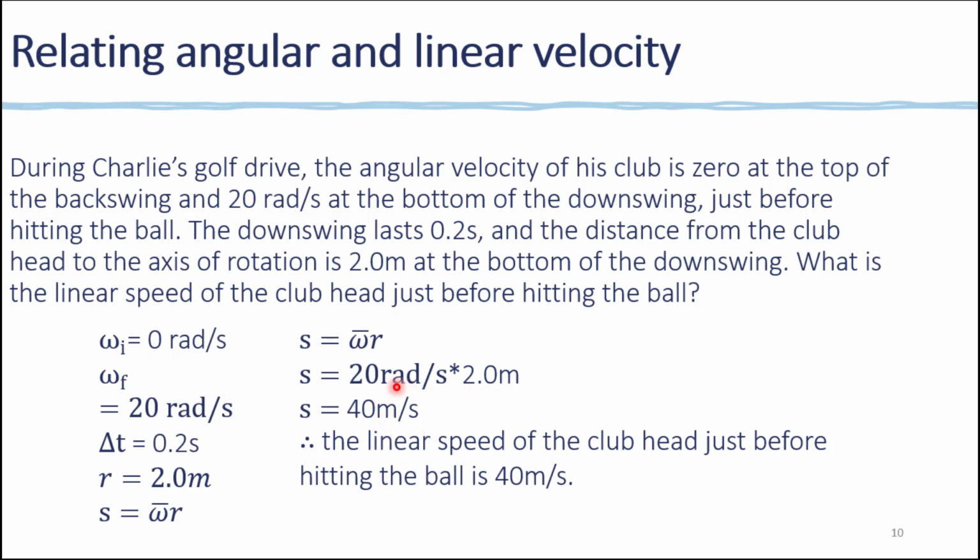So do you notice here how we ended up with 40 meters per second as our speed? That's because this was radians. If we had the angular velocity in degrees, then we would have some weird thing like 40 degree meters per second. And that should be a hint that that didn't work out properly. So remember, always have your units for angular velocity in radians per second so that this relationship works out fine. And your linear speed makes sense, right? 40 meters per second, that's a reasonable unit for speed. So to answer the question, the linear speed of the club head just before hitting the ball is 40 meters per second.